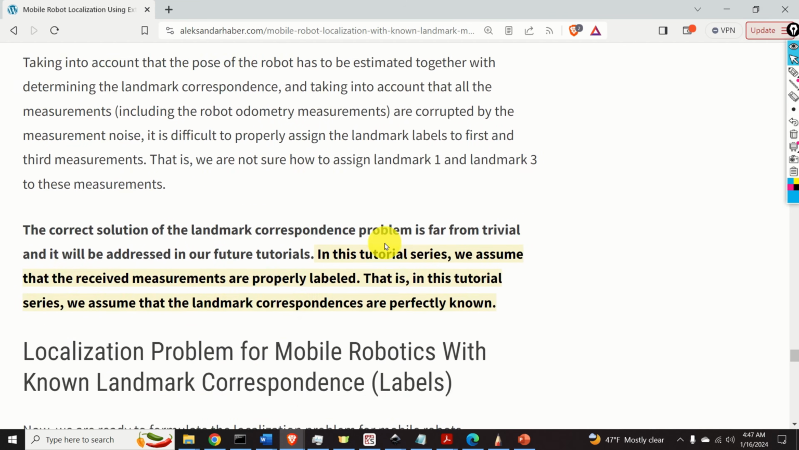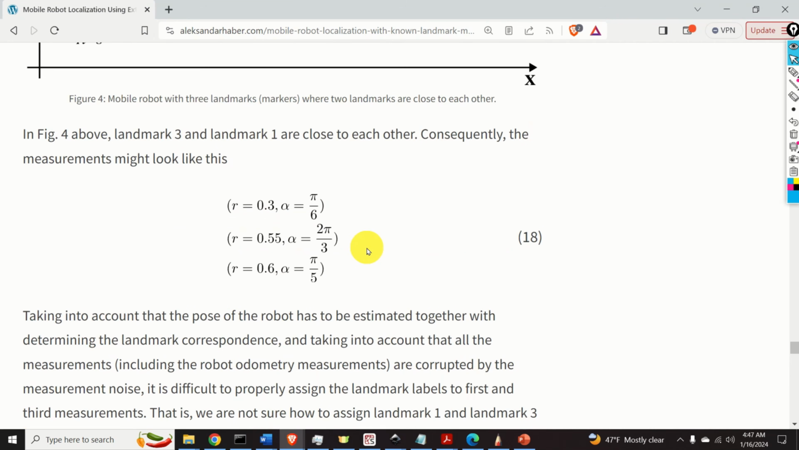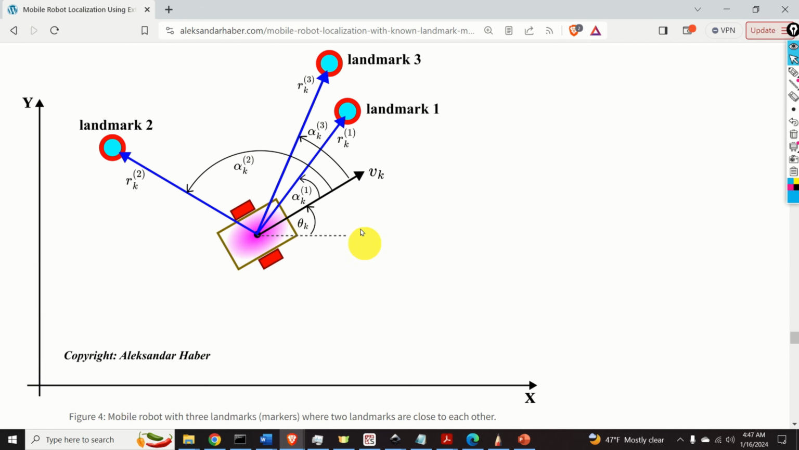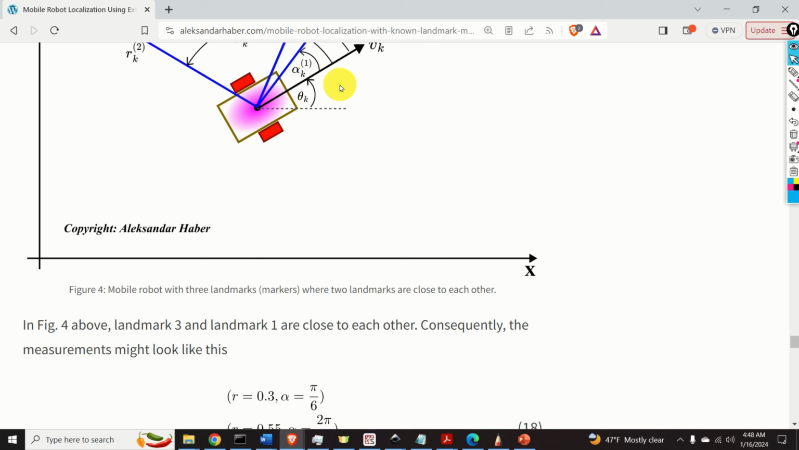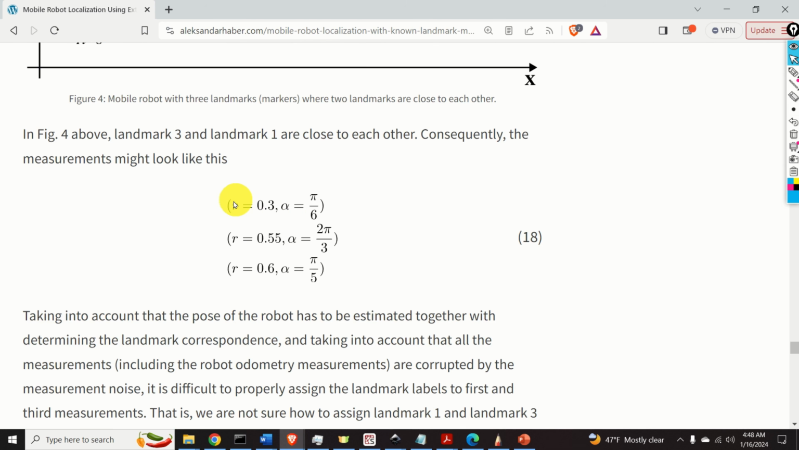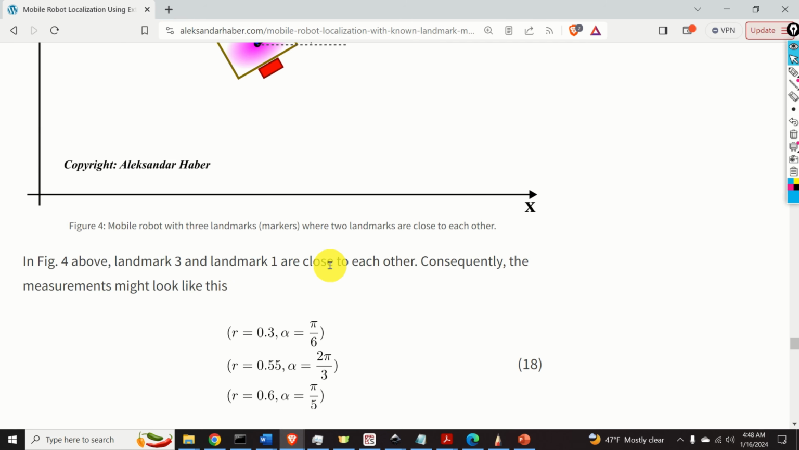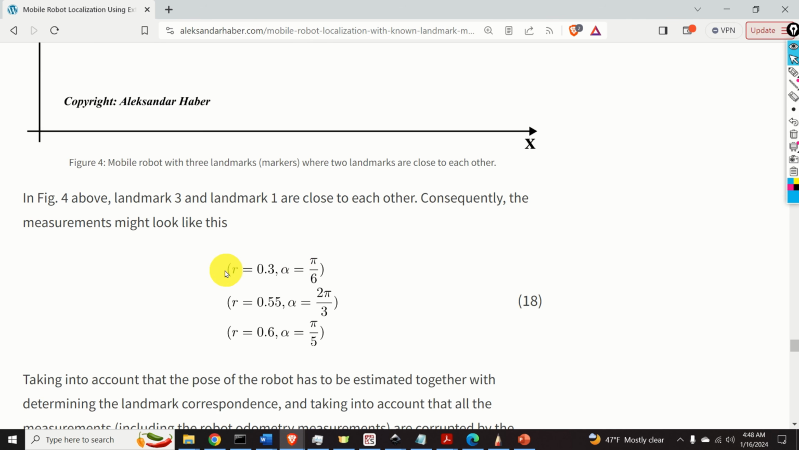Now, here it's obvious how to assign the labels. However, let's consider this case. What happens over here? We have three landmarks. However, we can observe that landmark 1 is very close to landmark 3. And consequently, we might obtain the following set of tuples. That is, this is the first, second, and the third tuple. Now, it's very difficult over here to label the first and the third tuple.